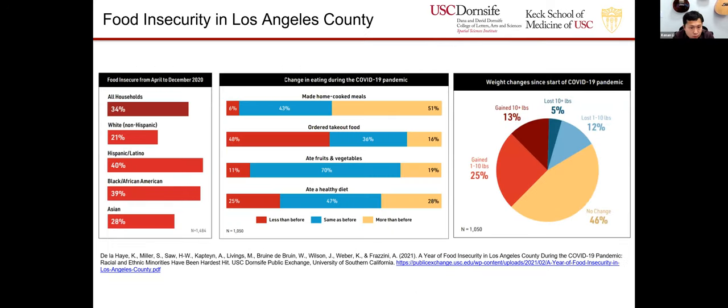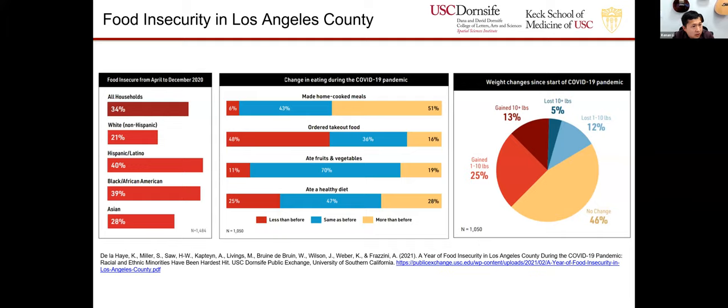Another health outcome we were looking at is food insecurity. Food insecurity by itself is not an outcome, but it can lead to a lot of COVID-19-related health outcomes. The figures I show to you here are the results from a panel study, which is a survey administered by our research team in the county of Los Angeles, and it gave us some hint about the food insecurity problem in a metropolitan area such as Los Angeles County.